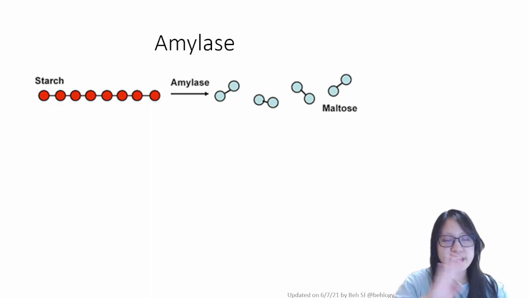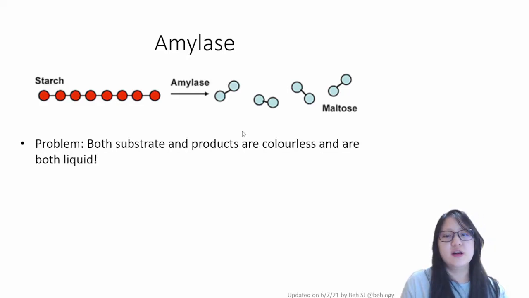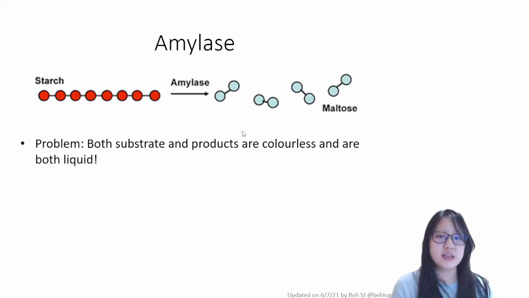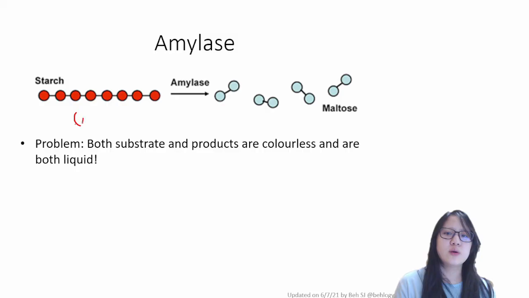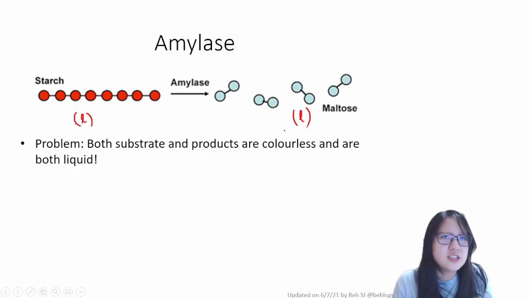Okay, so we're done with catalase. Let's talk about the next reaction, amylase. So amylase converts starch into maltose. Now there is a problem here. Both starch and maltose are liquid. This is liquid. This is also liquid. They are both colorless. So how can you measure something that looks exactly the same?